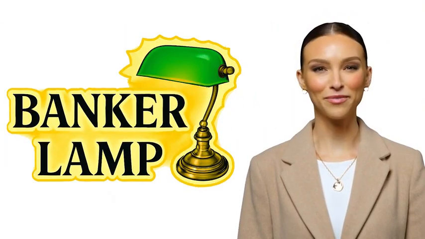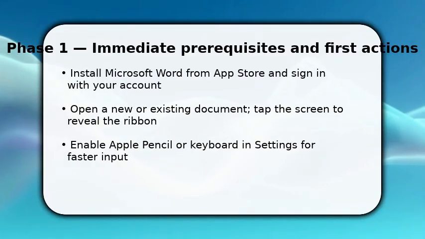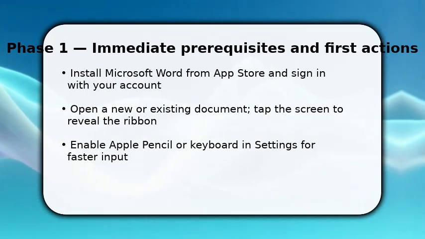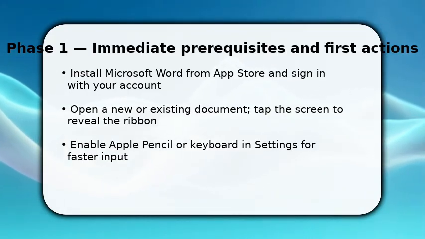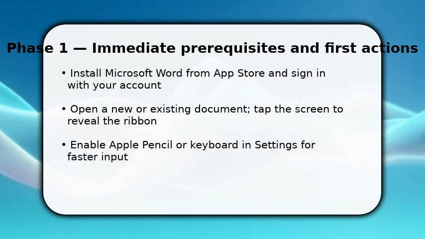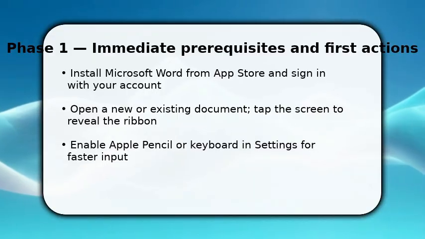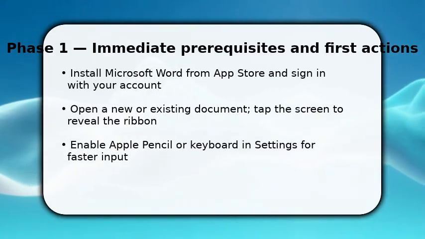Please enjoy the video. You start by launching Word on your iPad and signing in. This lets you access OneDrive and templates. Tap New Document or pick a file from Recent. This immediately loads the ribbon and context tools. Once done, connect your keyboard or enable Apple Pencil in settings so typing and annotations feel natural.